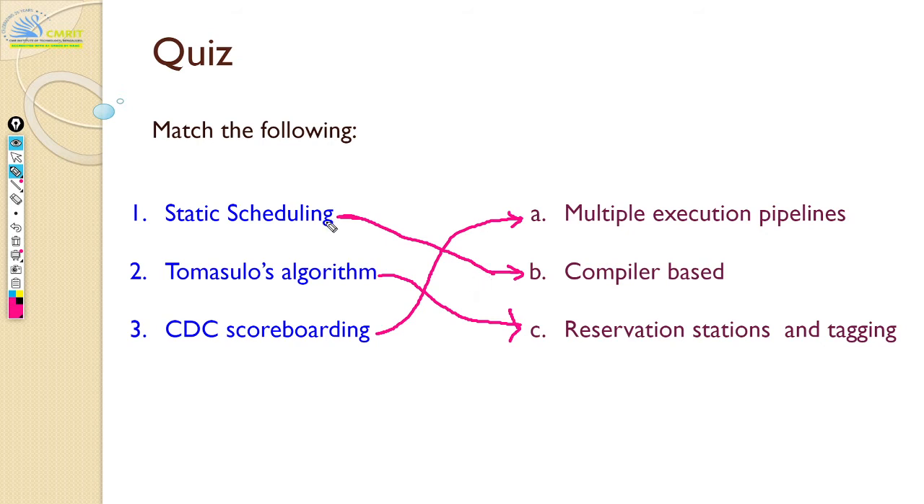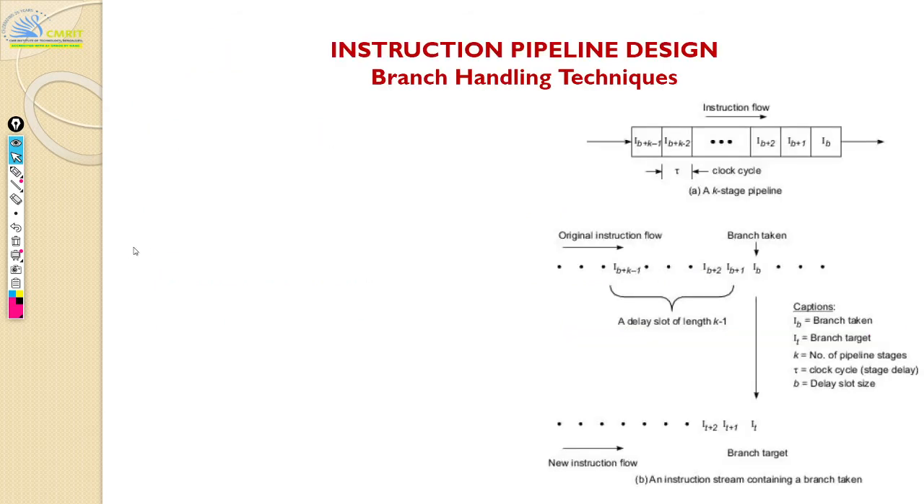Okay, so the key takeaway: static scheduling is purely compiler based, and for dynamic scheduling you have two, right? Tomasulo's and CDC scoreboarding. Tomasulo's algorithm is based on reservation stations and tagging, while scoreboarding has multiple execution pipelines, and of course a centralized scoreboard. Great, thanks. All right, any other questions, guys? Okay, if not, we'll move to the next topic.